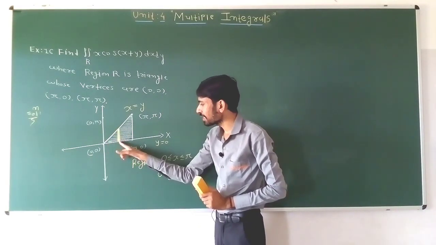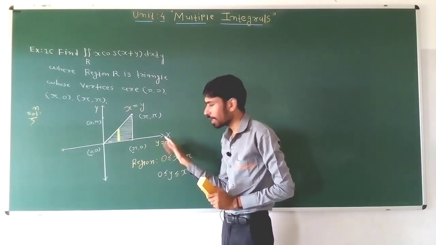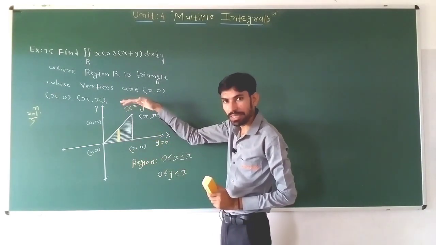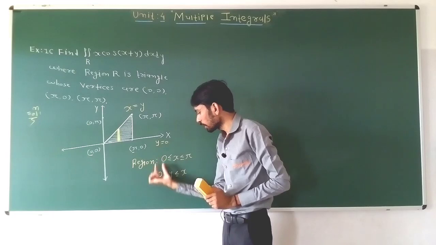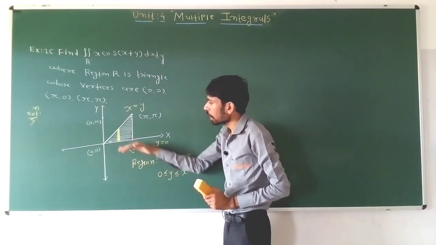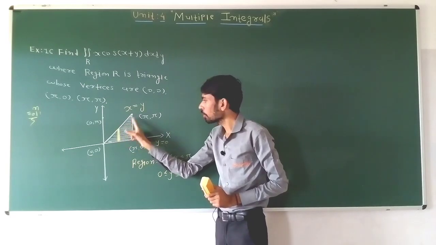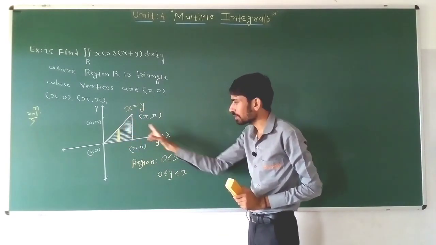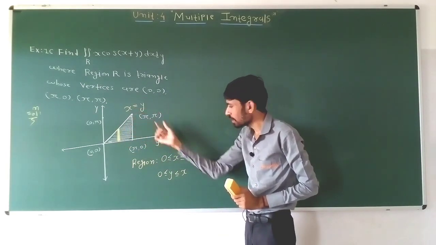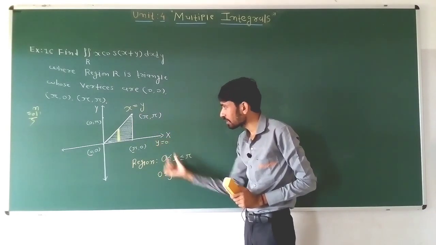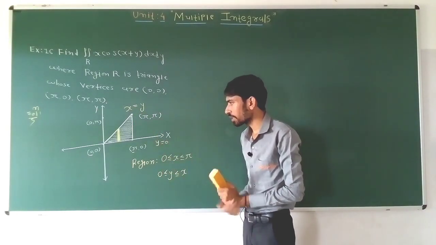The equation of the below line is y is equal to 0, and our region is covered above it. So this is the lower limit, 0 less than or equal to y. Above, our line x is equal to y touches it. So the value of y is x. That means our region bounded on the y axis is 0 less than or equal to y less than or equal to x. So this is our region.